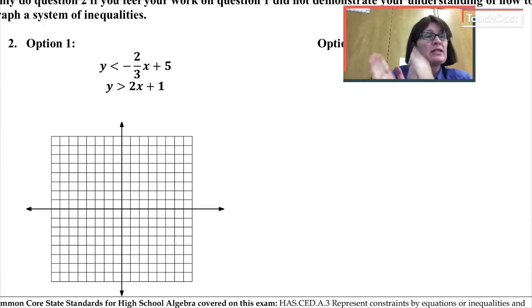So each one of those inequalities gives us a boundary line, and then we have to make a decision to shade above or below that line. So I'm going to have two half planes shaded in, which means they're going to overlap probably in 1/4 of the plane, unless something non-standard happens.